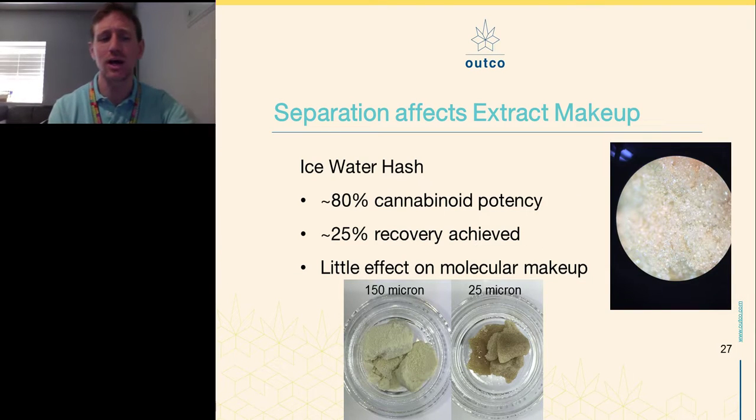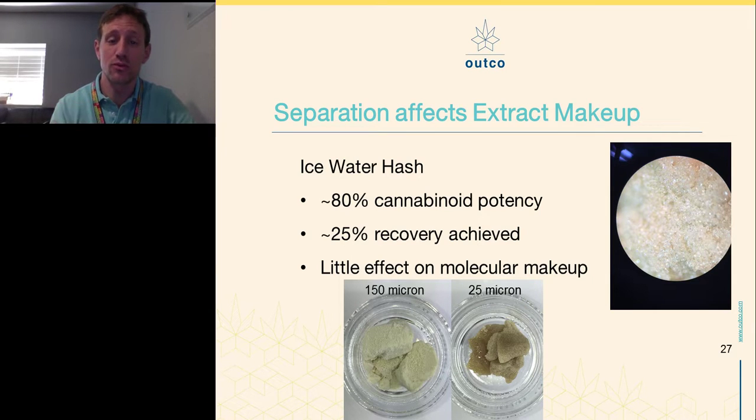We also looked at ice water hash, and while it looks very nice and it's a high potency concentrate, we only got a 25% recovery. So we have to now think, what do you do with the material after the ice water hash separation? Can you use it in a second process, or can you optimize? We've tried a little, we haven't found much to optimize, so we have to think of a secondary process. But again, think about this for your own operation.